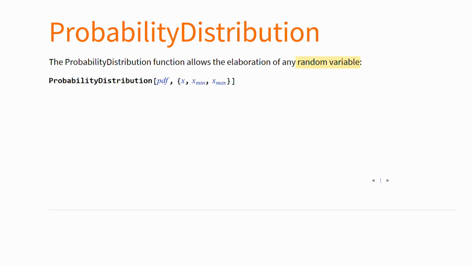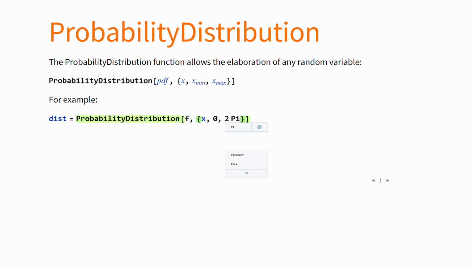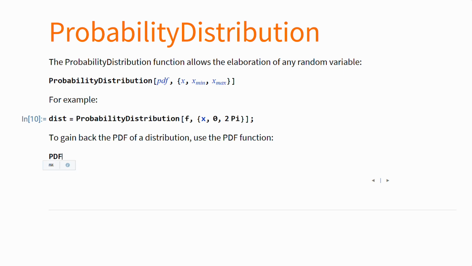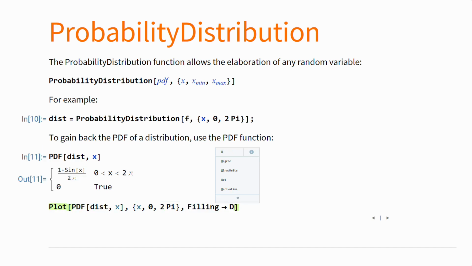The probability distribution function allows you to construct any random variable. Just write the PDF and the domain. For example, the previous function can become a distribution with domain 0 to 2 pi. Most functions seen in this section take a probability distribution as input, so it's quite useful to have in hand. Okay, let's say you have a distribution. Then use PDF to get the PDF out of the distribution. And now we can just plot the distribution.